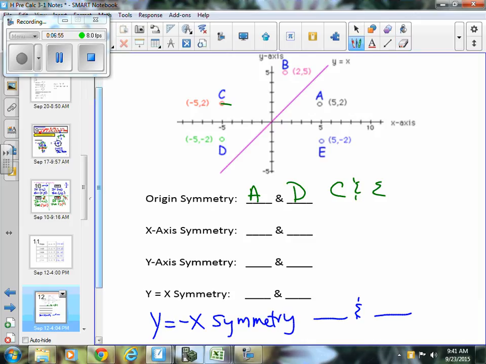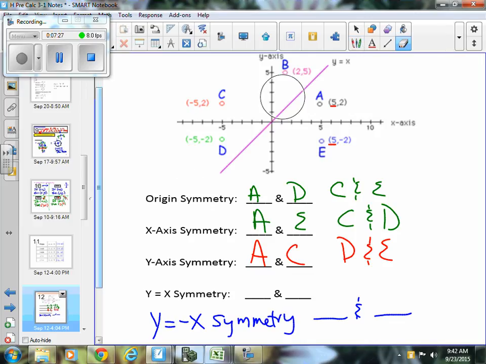There's a couple pairs of points here. We could have used A and E or C and D. Either of those would be fine. So A and E, going from here to here, the y changes sign, and same thing for C and D. Okay, y-axis symmetry, same idea. Let's take a look at that one. So for y-axis, I had A and C, and then also D and E. Looking at the different pairs there, the x value is changing sign as you flip from one to the other. Okay, y equals x symmetry.